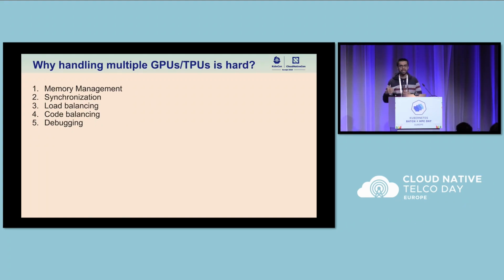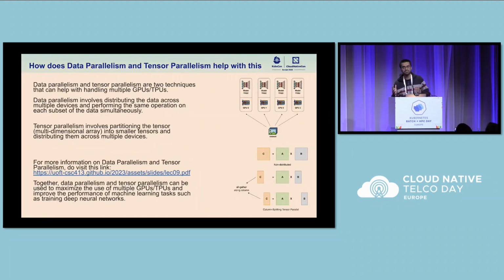And similarly for debugging as well, if you face certain errors when it comes to some of the models not running properly, how can you effectively debug which particular GPU is causing that particular issue? So these are some of the inherent issues that come when we are dealing with multiple GPUs and TPUs. But there is a way to resolve most of these issues, right? And that's where parallelism really comes into the picture.